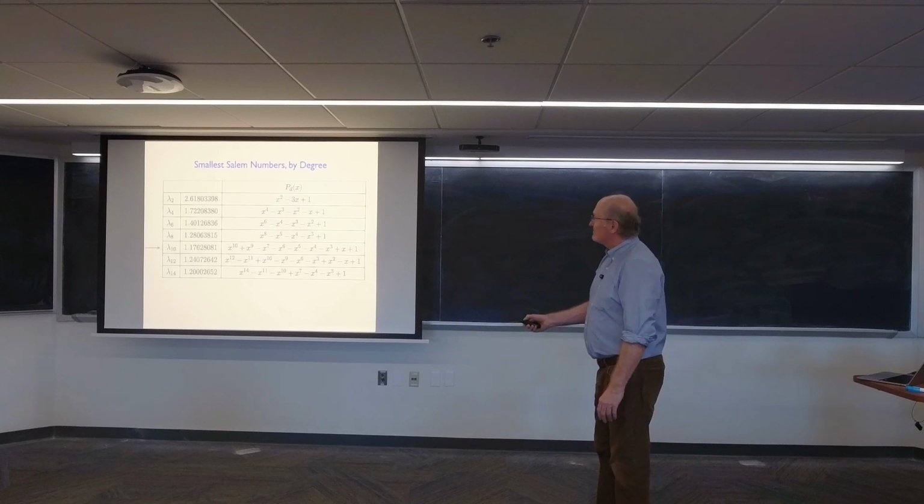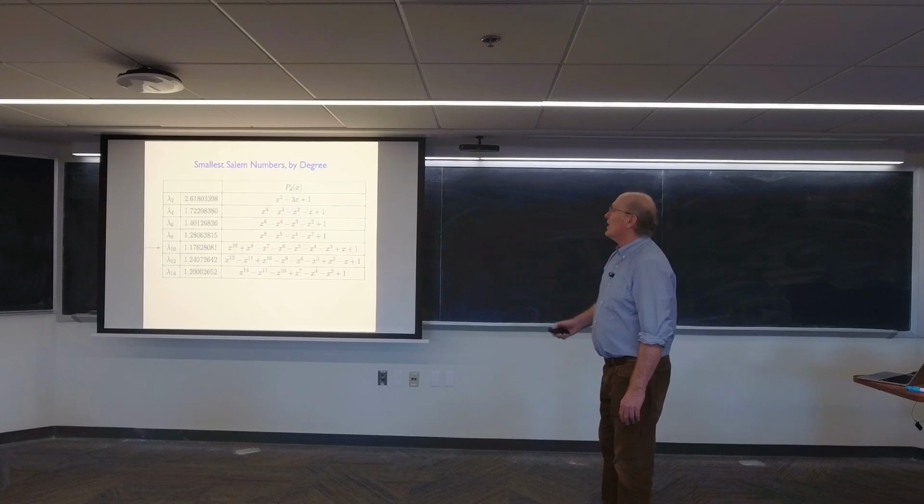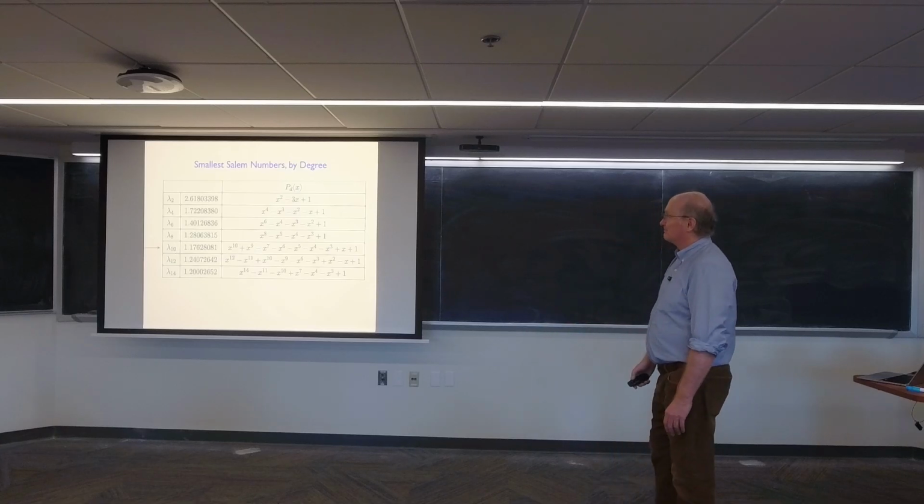So for example, the minimum Salem number of degree 2, the minimum quadratic integer, is the root of this polynomial. And degree 4, it's this polynomial, and so on. And here's the numerical values. And you can see they start to go down. And then at 10, it becomes quite small. And then they start to sort of oscillate a little bit. But no one has ever seen a number that's smaller than lambda 10.